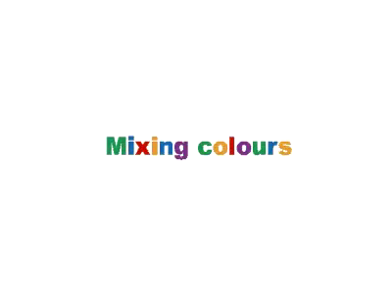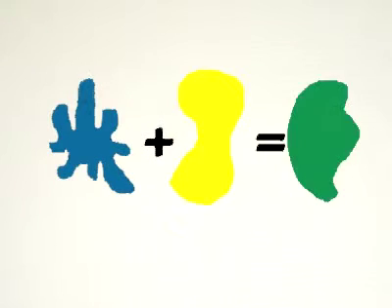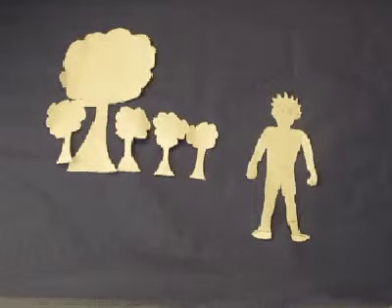The sweet has colour on its shell. Let's separate the colours. Splat attack. Why is everything white?